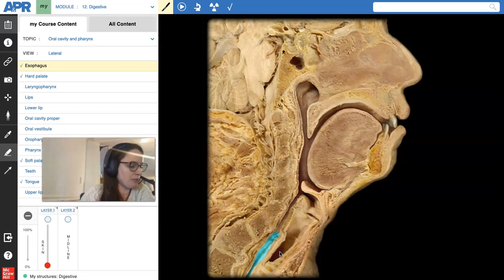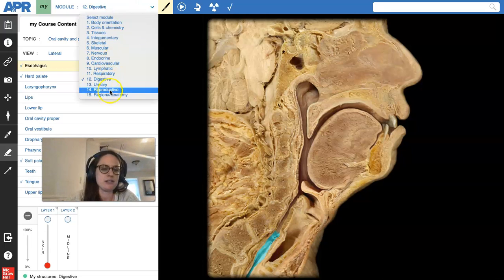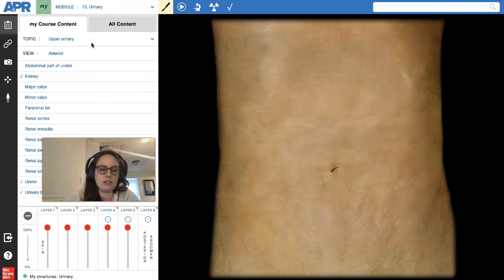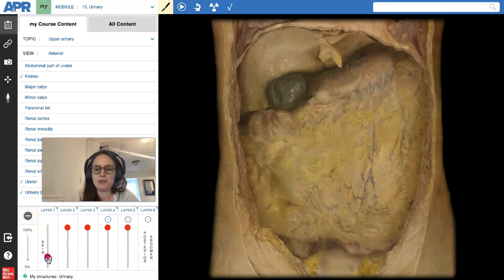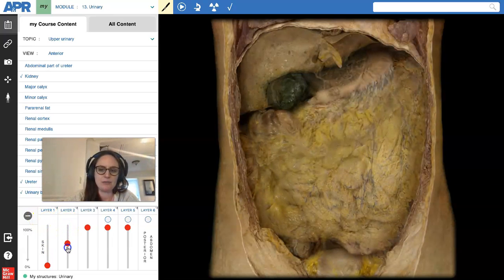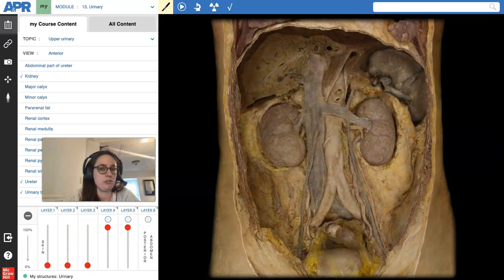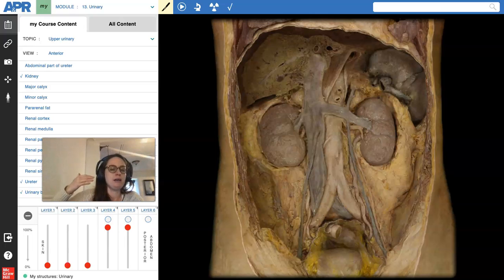I think that was actually pretty good for the digestive system. So let's move on to the urinary system, and it's mostly focusing on upper urinary. So again, we've got into this cavity. We've gotten rid of the omentum, the small intestines. We're deep in the posterior body wall, which is to say this is retroperitoneal. So this is behind the posterior parietal peritoneum, the peritoneum of the body wall in the back. This is behind that membrane.